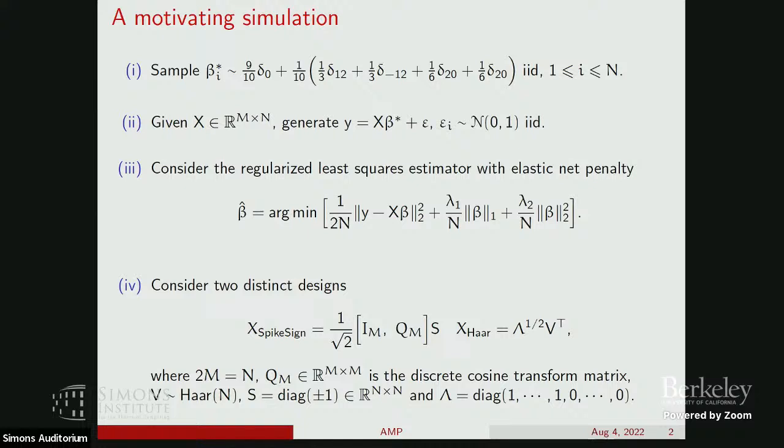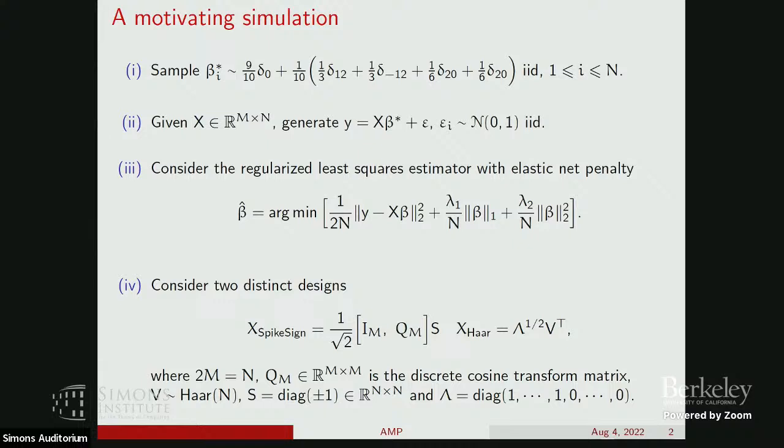The second design, I'll refer to as the Haar design. Here V is a random orthogonal matrix distributed according to the Haar distribution. You should think of it as the uniform distribution on all orthogonal matrices. And lambda is a deterministic diagonal matrix with m ones and the rest zeros. This is essentially there so that the covariance matrix of the first design and the covariance matrix of the second design are the same. But that's all that I do.